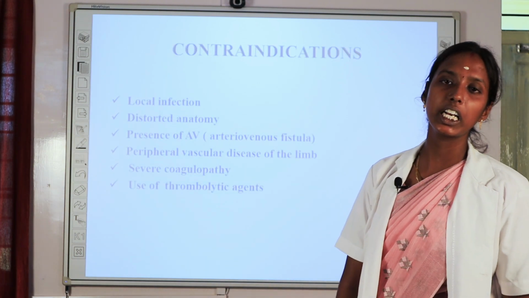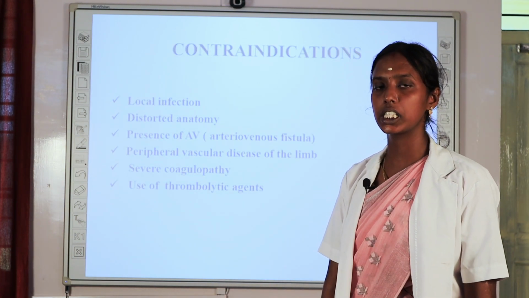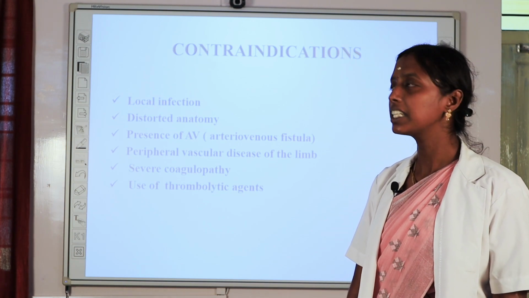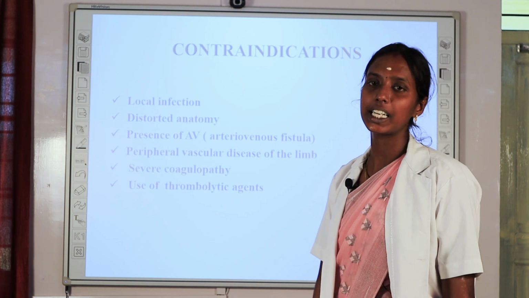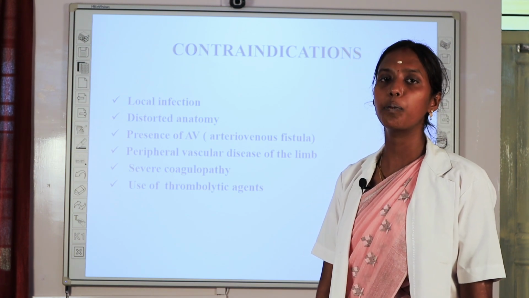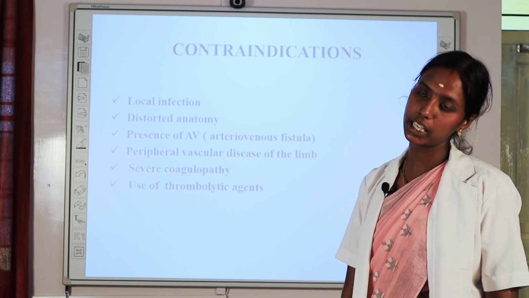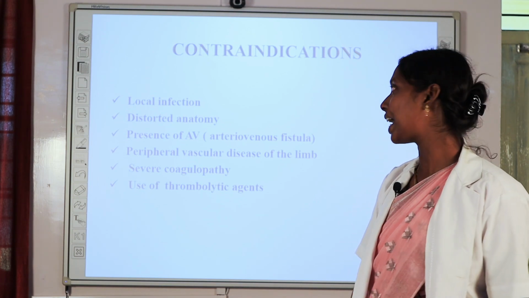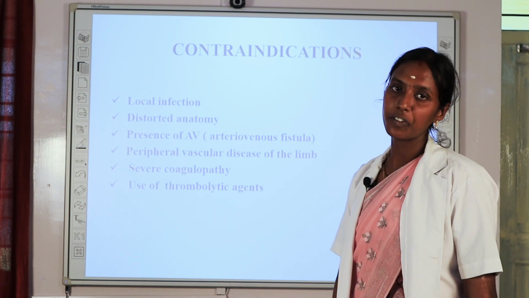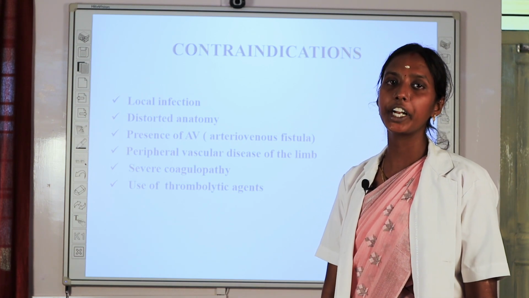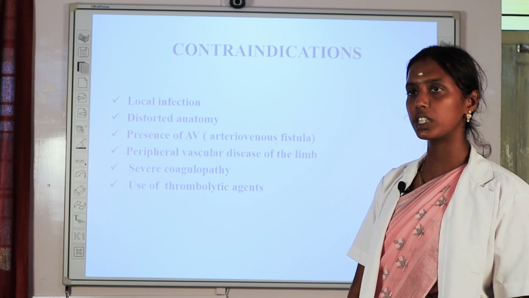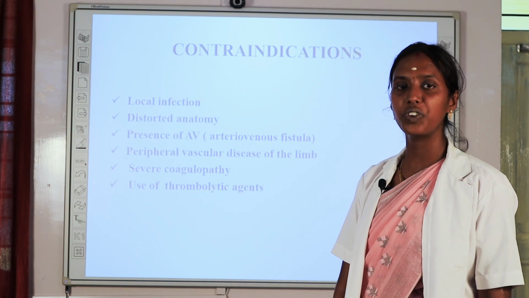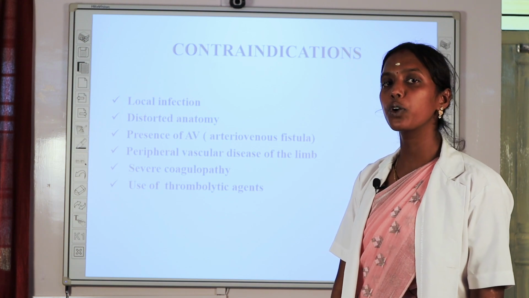And what are the contraindications for ABG analysis? The first is local infection over the puncture site, and second is distorted anatomy, in case there are structural abnormalities in the artery. It may be the femoral artery, the radial artery, or the brachial artery. And the presence of an AV fistula, that is an arteriovenous fistula. We already know that an arteriovenous fistula is nothing but an anastomosis of artery and vein.